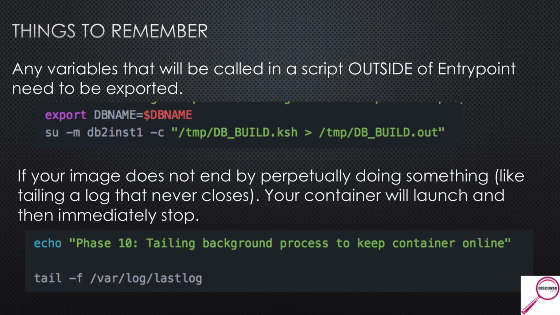If you are going to pass variables and it's going to be going past the Entrypoint script into other scripts, you're going to end up exporting the variable name. If you don't, the variable doesn't get passed out to the next script that's going to want to use it. And remember that at some point in time, either at the end of your Dockerfile or in the end of your entry point, somewhere before you are completely done, you need to tail something perpetually or cause the image to do something perpetually. Otherwise, it's going to immediately launch and then stop because it completed everything that you wanted to do.